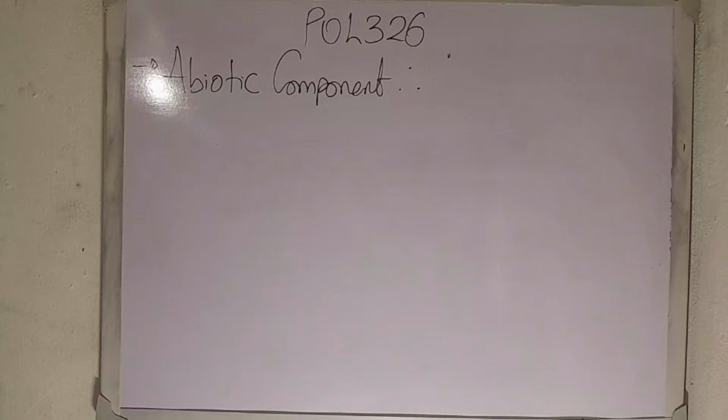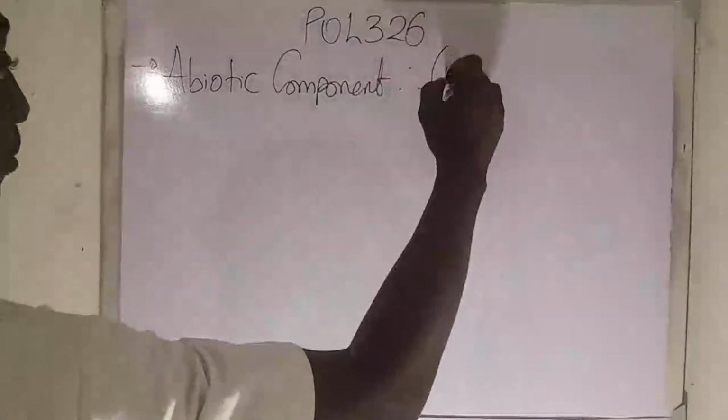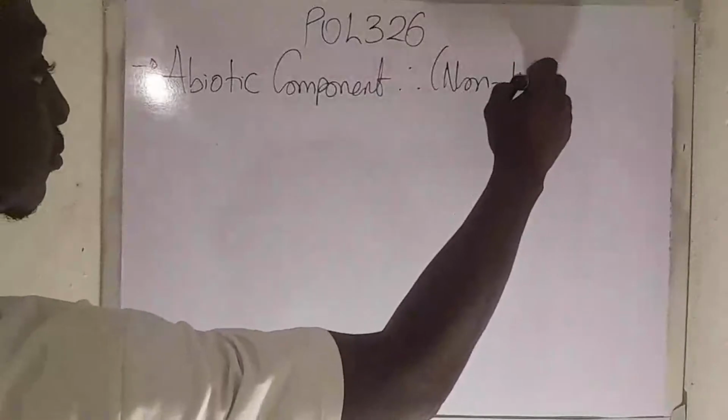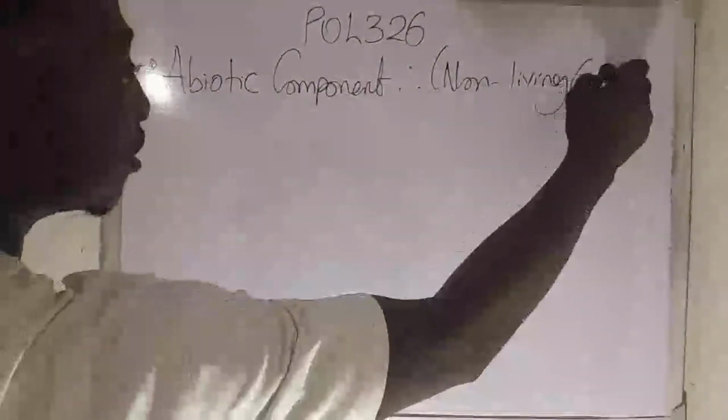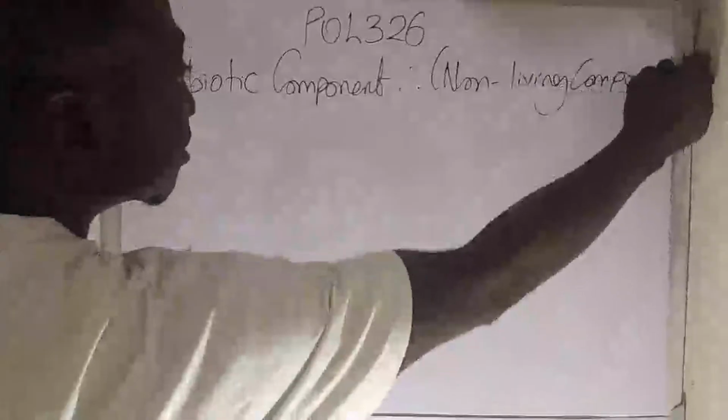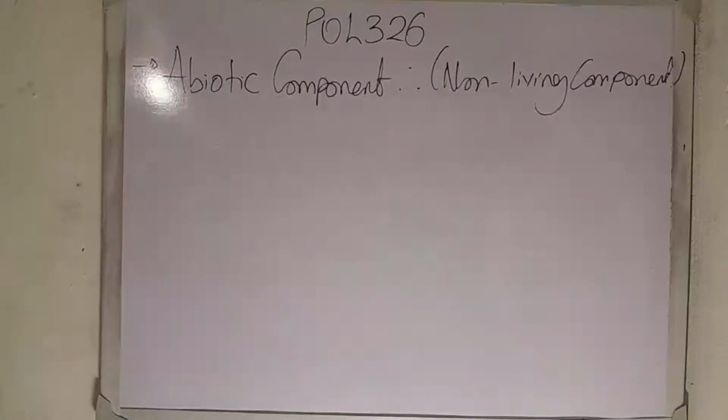These components comprise the non-living components of the environment. And when we talk about the non-living components, we all know we have a list of these components, the likes of the atmosphere, hydrosphere, lithosphere, the biosphere. These are the components that make up the abiotic components.